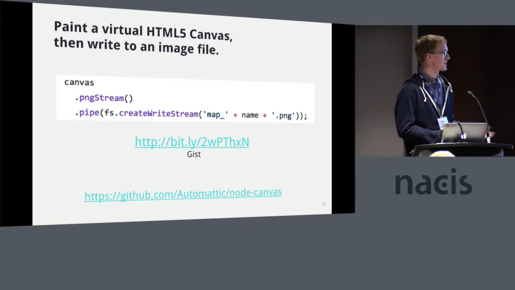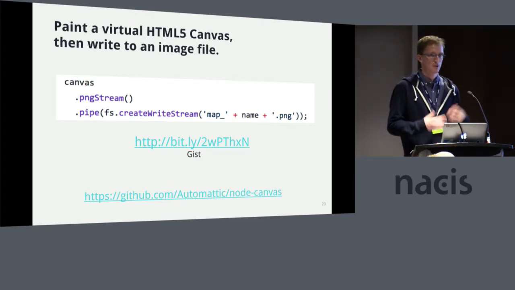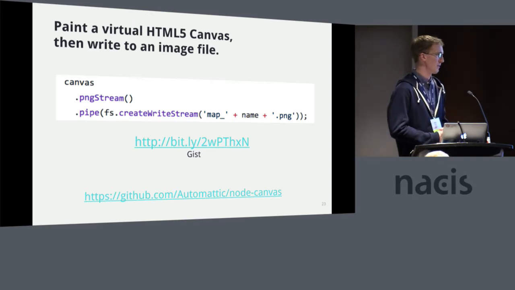This is what it looks like when you have a virtual canvas and you've drawn stuff on it and you want to write it out to a PNG file. This is something that gets executed by Node, and you write it to whatever naming convention you want.